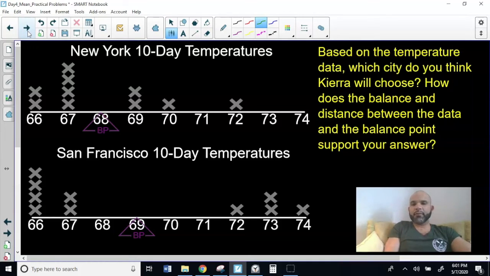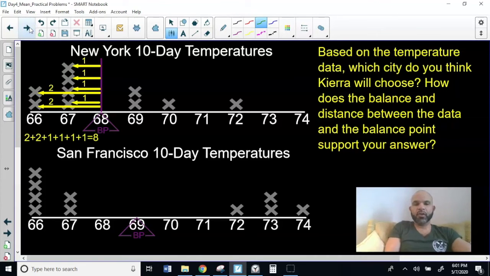But we got to take it a step further because there's only 1 degree difference between the two. All right. So how does the balance and distance between the data and the balance point support your answer? So let's look at it. Okay. So for New York, it has two data points that are 2 units away from the balance point on the lesser side, and not one, not two, not three, but four data points that are less than 1 unit away from the balance point. So then if we add all those up, we see we get a sum of 8, right? 2 2s and 4 1s equals 8, okay?